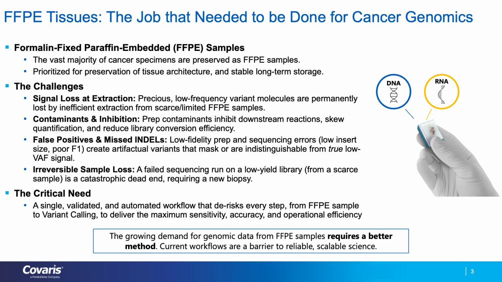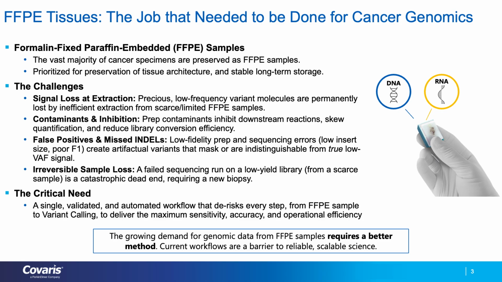However, the formalin fixation process creates pretty significant challenges for genomic analysis later down the road due to issues with fragmentation and nucleic acid modification. The major steps of any FFPE workflow fall into two categories: extraction, or the removal of DNA from FFPE samples, and library prep, preparation of DNA for whole genome sequencing. Both sections create their own challenges. During extraction, we face signal loss, as low frequency variant molecules get permanently lost via inefficient extraction. We can also see contaminants and inhibitors in extraction that interfere with downstream reactions, skew quantification, and reduce efficiency.